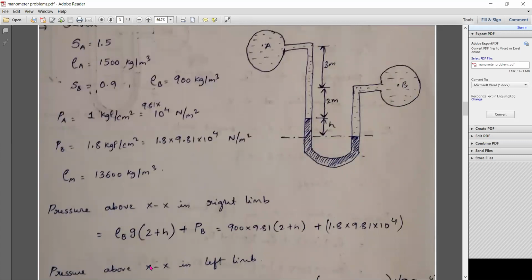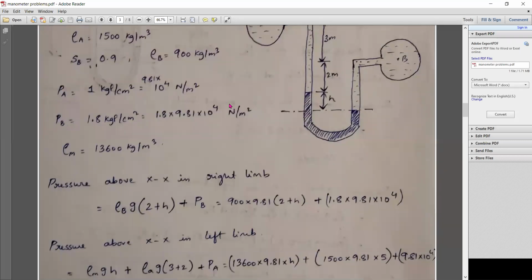Next, you go for the pressure above the datum line in the left limb. On the left side, can anyone tell how many pressures we'll get above the datum line? 4 or 3? See properly. 3, sir. Here these two are the same fluid. So 2 plus 3 is the height, nothing but 5. Next, this is H for your mercury, and next one is PA. So totally you'll get 3 pressures in the left limb.